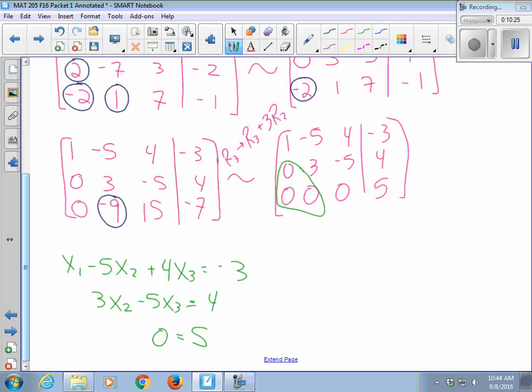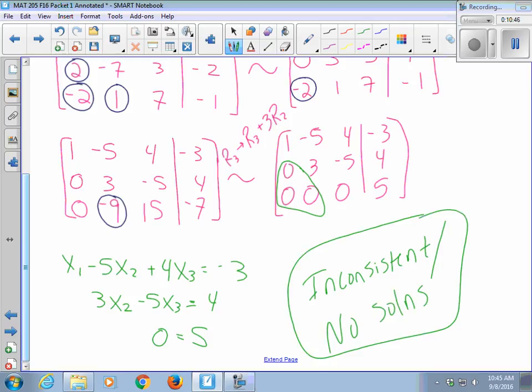It doesn't make any sense. 0 equals 5 is an untrue statement. So this system has no solutions. We call this an inconsistent system. Inconsistent, no solutions. That was a good one to ask about because we didn't get a chance to talk about inconsistent systems last class. Good. So we've reviewed the algorithm, talked about inconsistent systems.